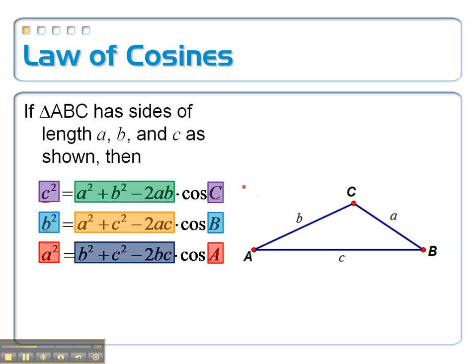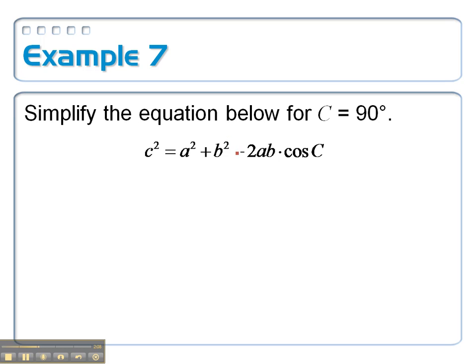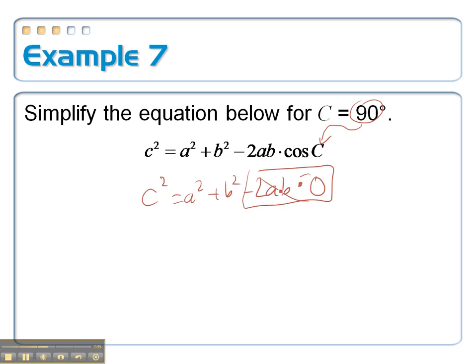So let's try this on a couple of examples after we do something else first. So first, let's take 90 degrees, substitute it in here and see what happens. So I'll have C squared equals A squared plus B squared minus 2 times A times B. If I were to stick 90 degrees in there, the cosine of 90 degrees is 0. Now if I multiply negative 2AB times 0, this whole thing disappears and I'm left with C squared equals A squared plus B squared, which is the Pythagorean theorem.